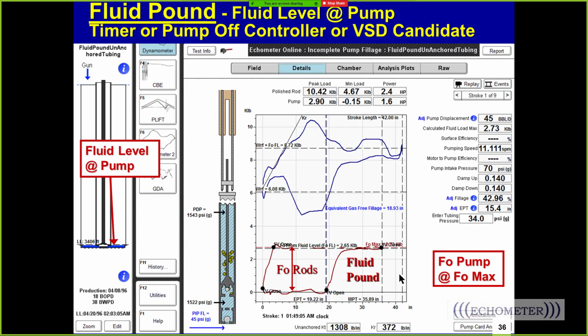So this is our fluid pound card. We have the fluid level down at the pump. We have incomplete pump fillage. The pump card loads up at FO max. So this is an example of a well that has fluid pound conditions, and we would want to use a timer, pump off controller, or variable speed drive to eliminate the incomplete pump fillage.